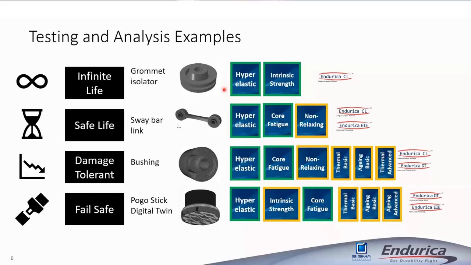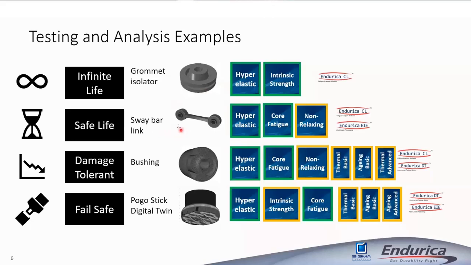And in that case, you don't want to do a very detailed material characterization because that can be expensive and time consuming. So what we do instead is we simply measure the hyperelastic parameters. We measure the fatigue limit of the rubber, and we're going to use Endurica CL to calculate safety factors on the grommet, and that will give us a go, no-go indicator. It also gives us relative information to compare two different designs, and that's a really good way to go for a very simple application.